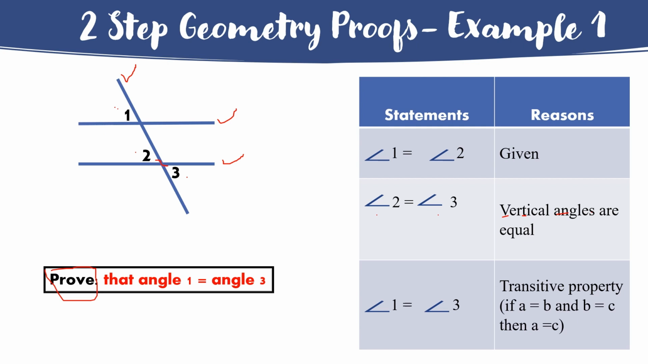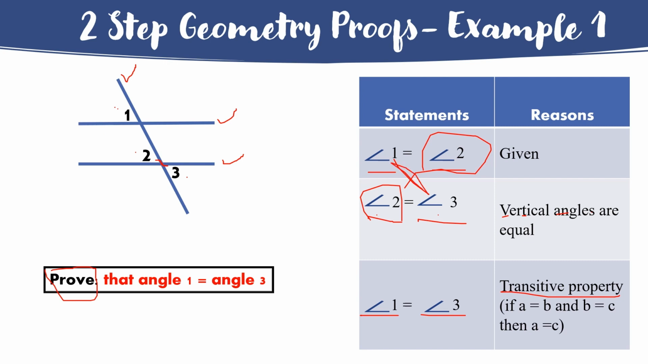And so we use the transitive property, and we say that if A equals B and B equals C, then A equals C. Well, in this case, we have angles. So if angle 1 equals angle 2 and angle 2 equals angle 3, because of this property, we know that angle 1 equals angle 3, and it's because angle 1 and 3 are both equal to angle 2, which means they are also equal to each other.